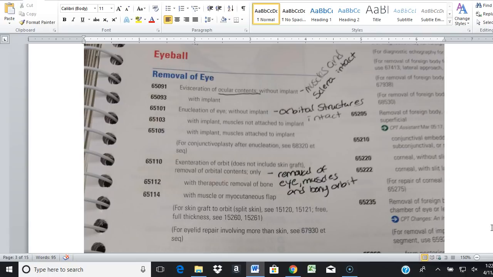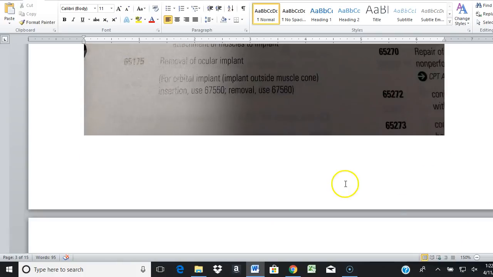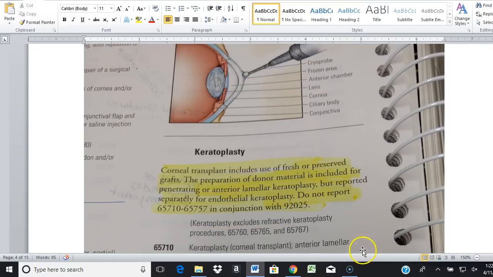Now, as we go through, the eyeball is exactly what the eyeball is, everything that is considered part of the eyeball. Now, the anterior segment, which comes next, involves the cornea, anterior chamber, anterior sclera, the iris and ciliary body, which, remember, the iris is the color of the eye, and the lens. And it also has some intraocular lens procedures. So it's not surprising that one of the first sets of codes we're going to see is for the keratoplasties. Now, again, this is when we are removing the cornea. And usually we're removing the cornea, again, for a specific condition, like a cataract.